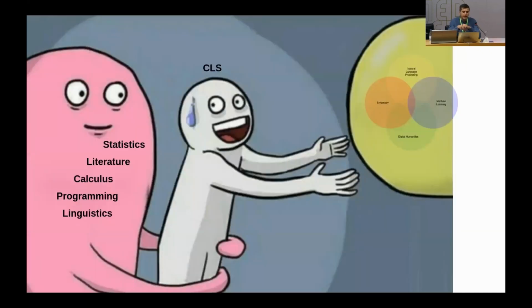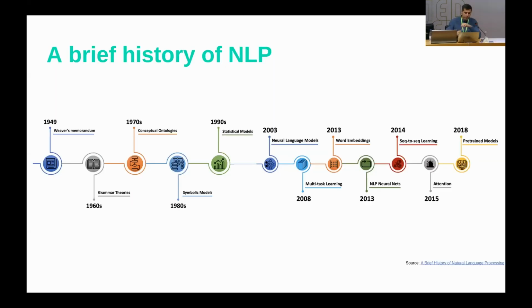But the problem is that after that comes statistics, literature, algebra, calculus, programming languages, linguistics, tons of fields. It's impossible to master all of them at once, right? It's just simply impossible. If you take a look just at NLP, natural language processing, if you take a look at the history of the field, it basically didn't exist like 60 years ago.